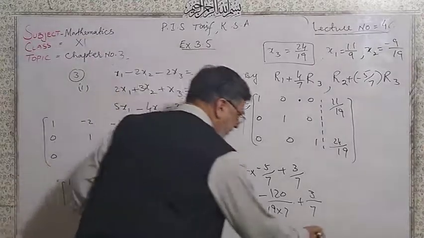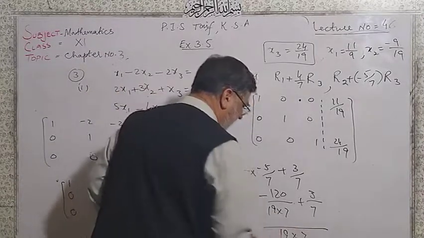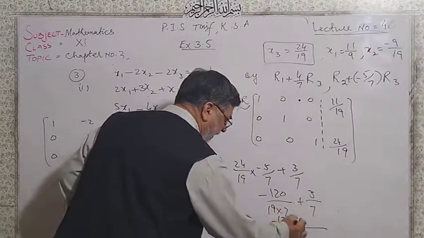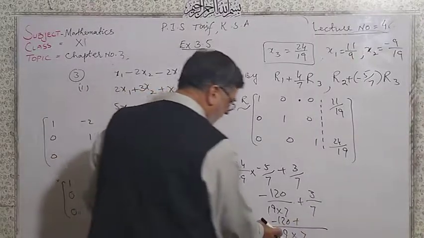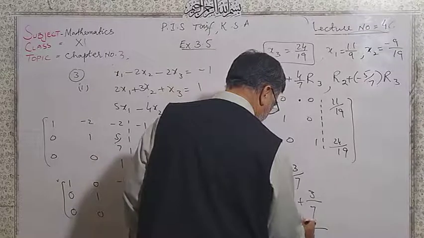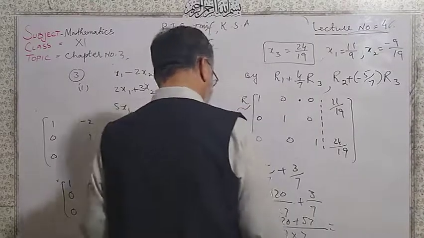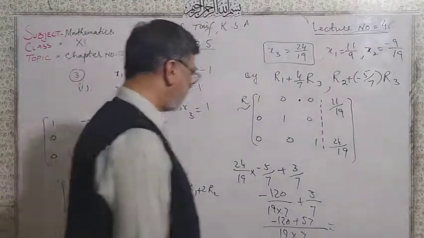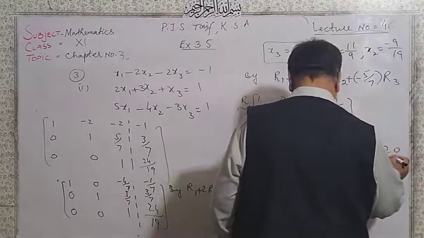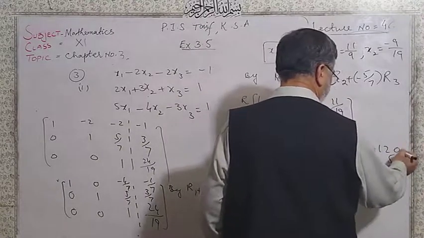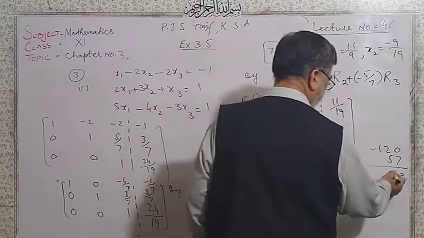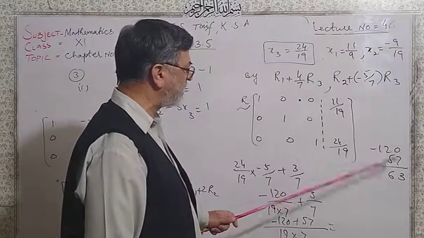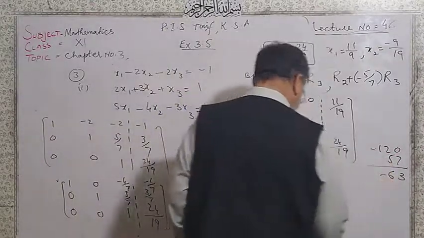Yes. And here you can take the LCM of 19 and 7 because they are different numbers. Both are cancelled out. We are left with minus 120 plus 7 into 3, 19 into 3. What will be that? Yes, that will be 57. Here is minus 120 plus 57. Taking one carry from here, 10 minus 7 is 3, 11 minus 6 is 5, and that was negative.